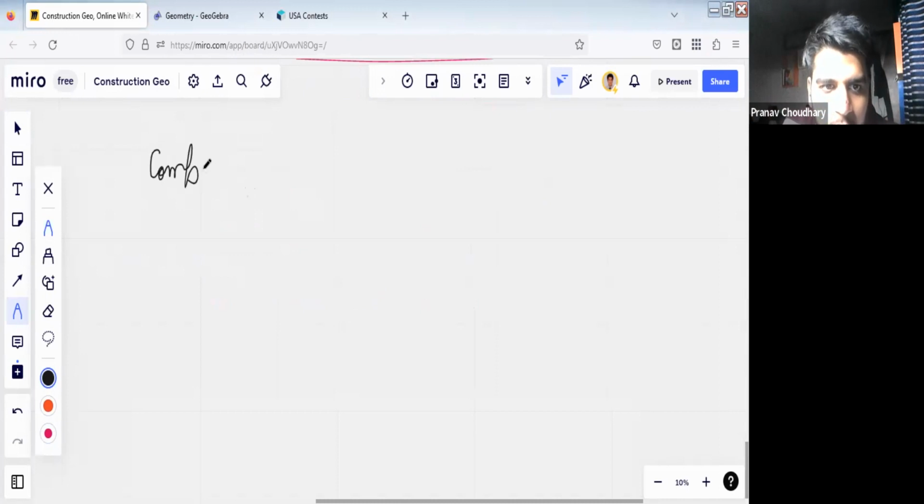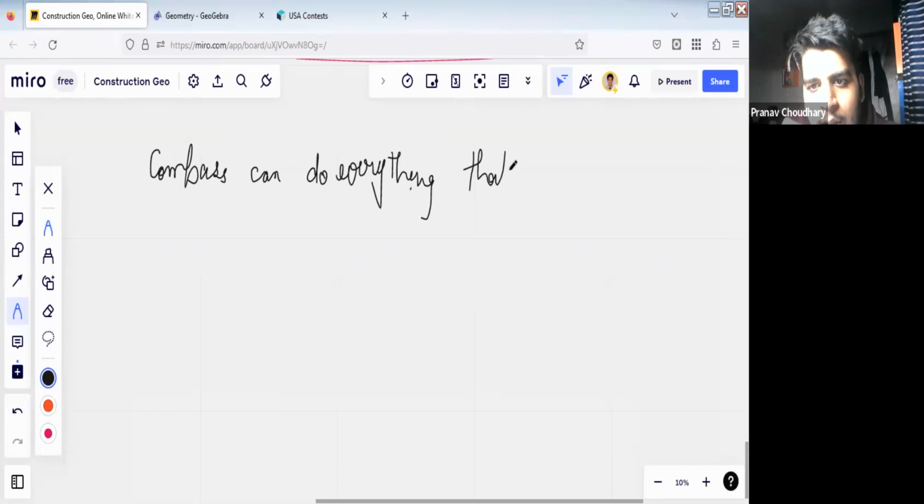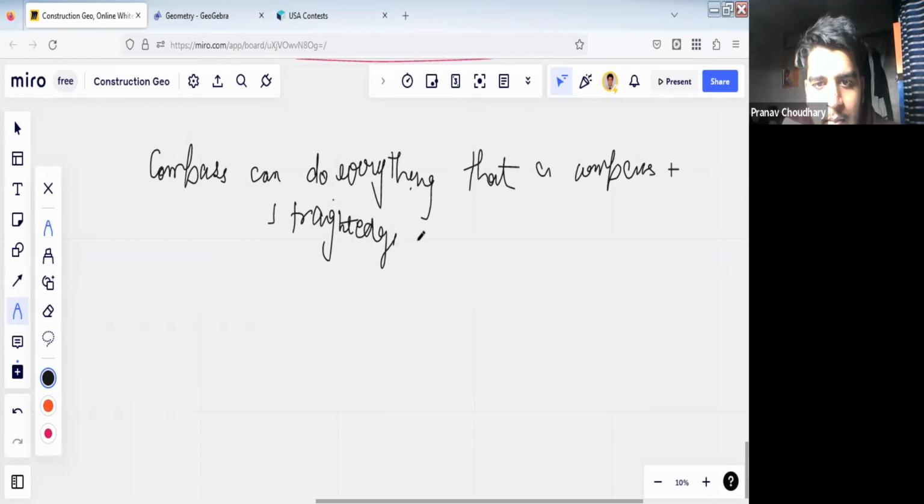So what this theorem says is a compass can do everything that a compass plus straight edge does. So essentially, compass is better than a compass and straight edge combined. Obviously, it cannot draw lines, but it can mark the intersection of lines with other things. That is what we need from a line, right?